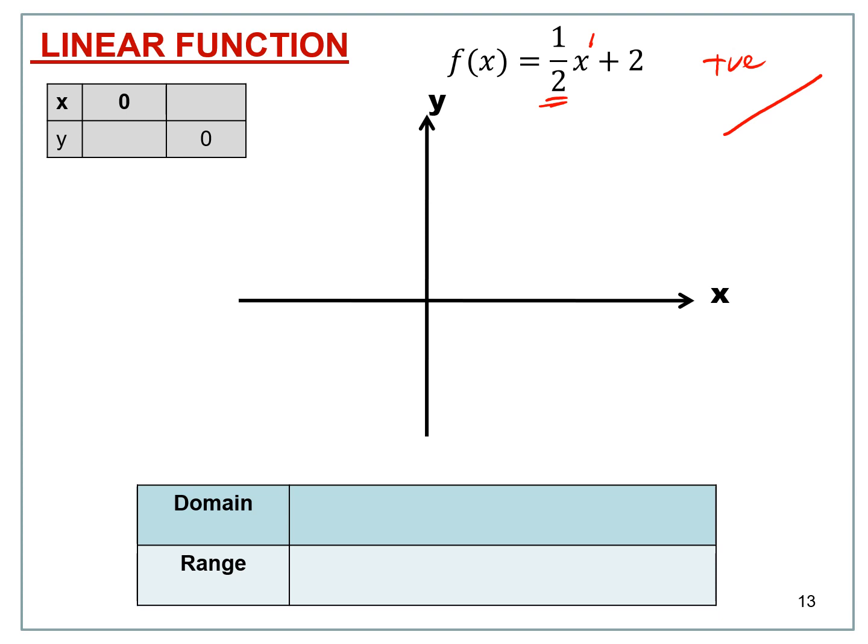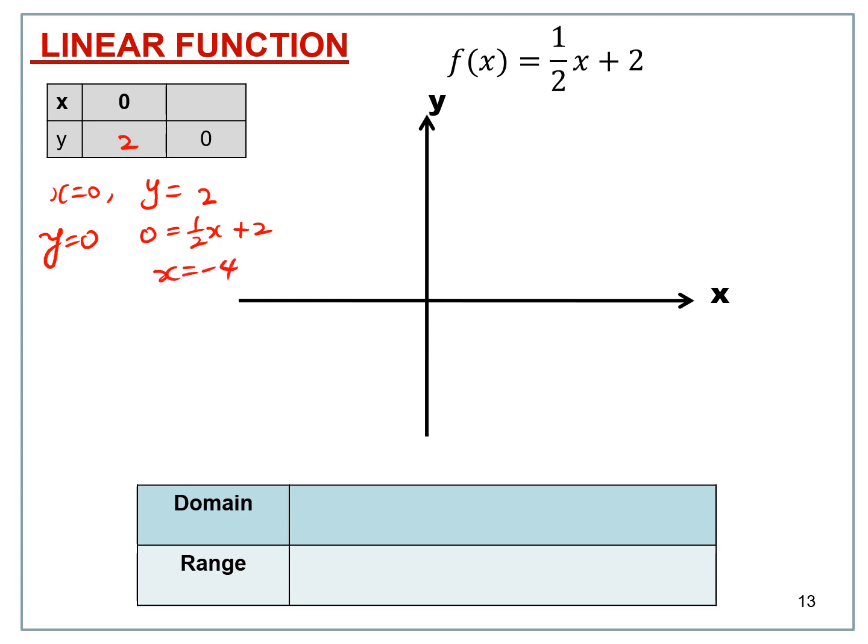For my method, I use x = 0 and find the value of y. Then when y is 0, I get a value of x. So you can test the values here. When x = 0, you get y = 2, so you put 2 here. When y is 0, you get 0 = 1/2 x + 2, so you get x = negative 4. So you get 2 points there.